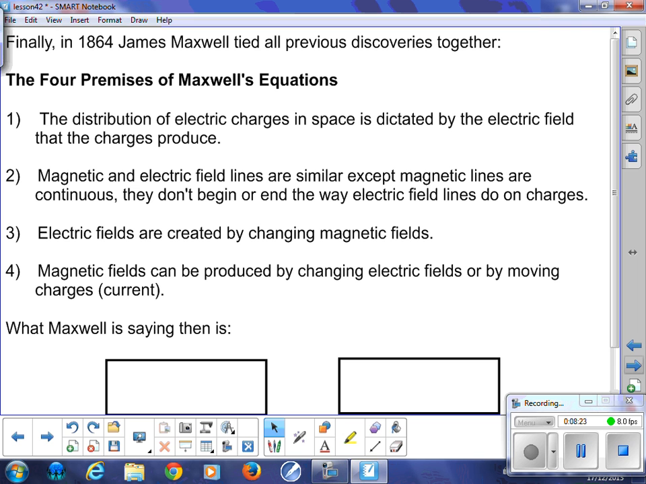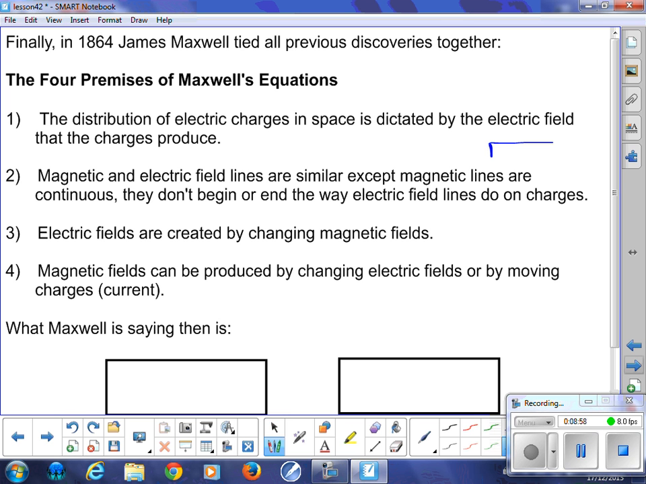Finally, we get to 1864 and James Maxwell. He tied everything together and put it in a nice package for us. His four premises of Maxwell's equations: the distribution of electric charges in space is dictated by the electric field the charges produce. The second one, magnetic and electric field lines are similar, except magnetic field lines are continuous. They don't begin or end the way electric field lines do on a charge. And we've seen that. It goes in a large circle around your bar magnet.